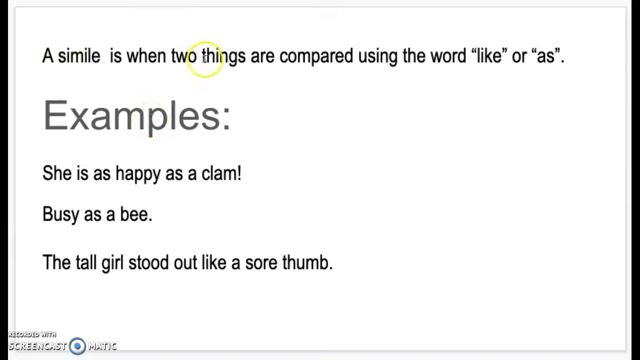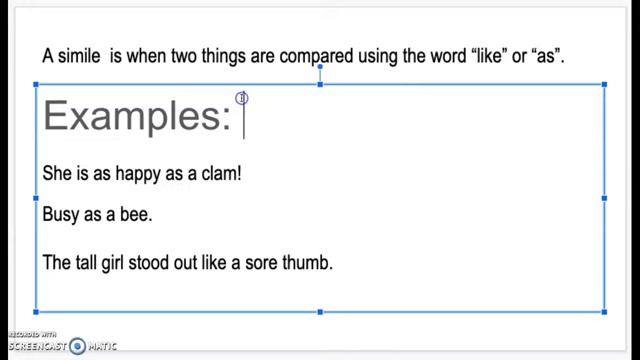A simile is when two things are compared using the word like or as. Some examples of a simile are: she is as happy as a clam. There's the as. Busy as a bee. The tall girl stuck out like a sore thumb.